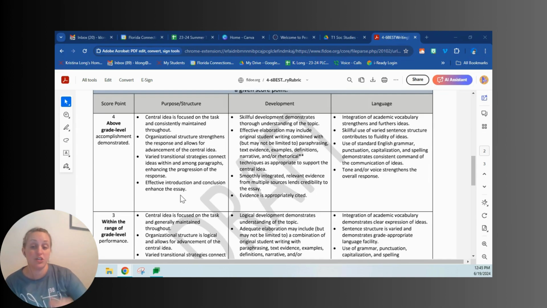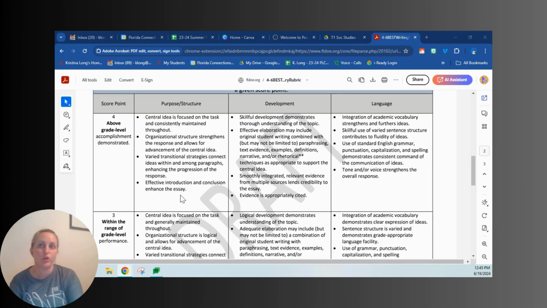You have an effective introduction and conclusion to enhance the essay. If your introduction and conclusion are structured the way that we told you to do it in the lesson intro pages, then you're going to have an effective introduction and conclusion to enhance the essay. If you chose to just do your own thing for your introduction and conclusion, it may not be effective.